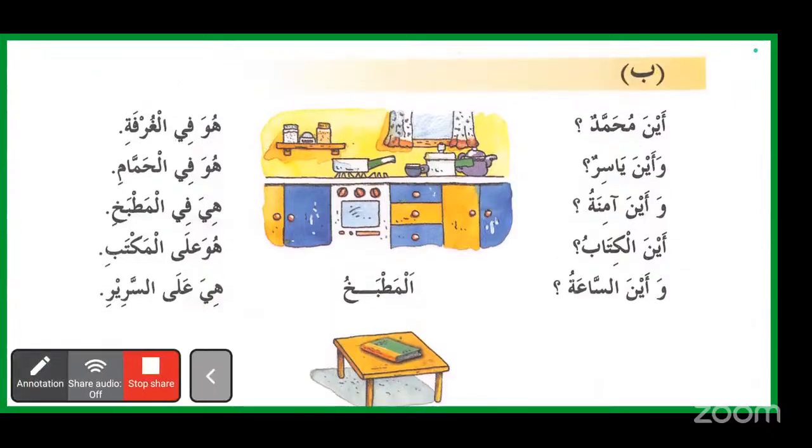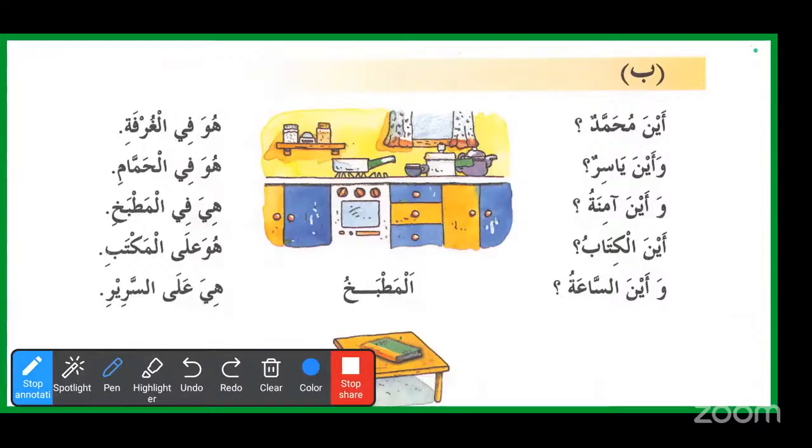Right, ahsant. So you see, there are some new things here. The word aina, where. You already know the meaning of aina, so it's clear. Now, if he's asking about Muhammad, then the reply is huwa, he. If he's asking about Amina, then the reply is hiya, she. And if it is a non-living thing, even the kitab, if he's asking about kitab, then the reply is huwa.